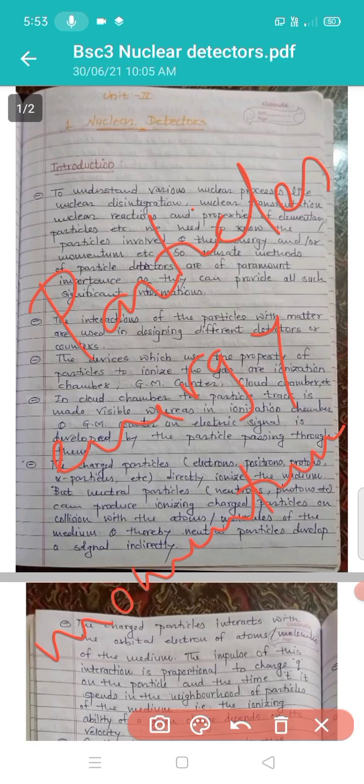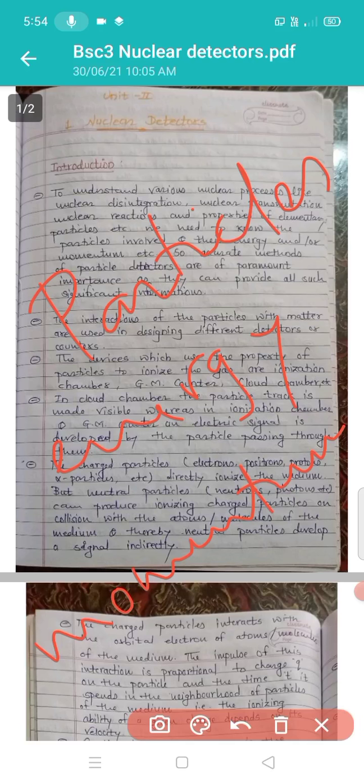But neutral particles like neutrons, neutrinos, photons can produce ionizing charged particles on collision with the atoms or molecules of the medium, and thereby the neutral particles develop a signal indirectly. Charged particles directly ionize the medium, but neutral particles produce ionizing charged particles on collision with the atoms or molecules of the medium.